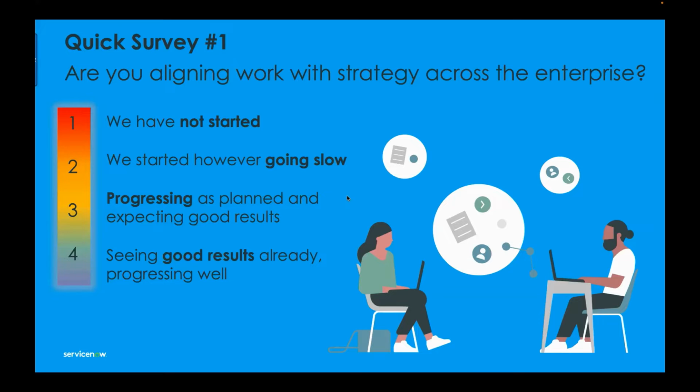Looks like we're probably at a point where we can stop this. So we've got 23% you've not started, and then 60% you've started, however it's going slow, and then you're progressing in planning and seeing good results already. Super. Hopefully this session should help out there.